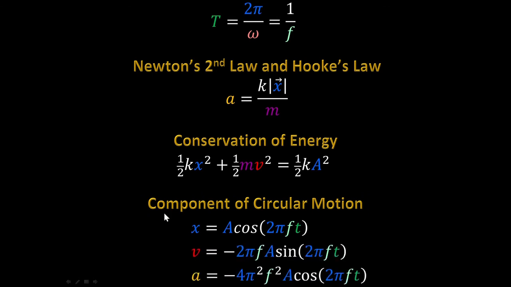And we can use the fact that when something is moving in circular motion, the horizontal component of that will be our position, velocity, and acceleration of our object that's moving in simple harmonic motion. So we can find position as a function of time, velocity as a function of time, and acceleration as a function of time. That's simple harmonic motion.